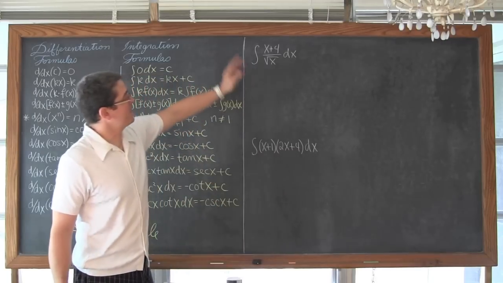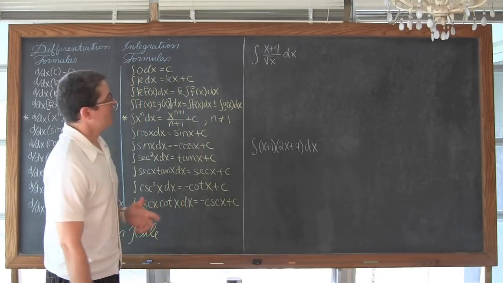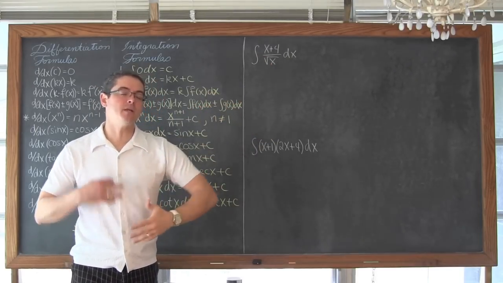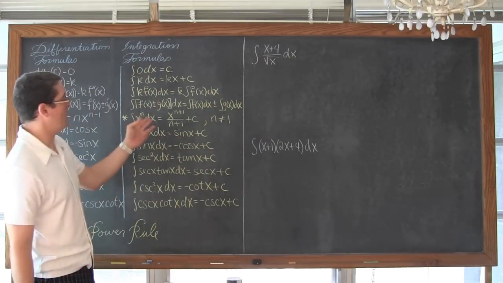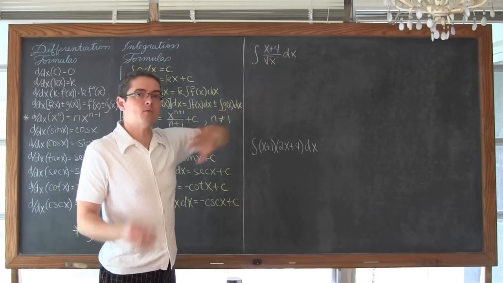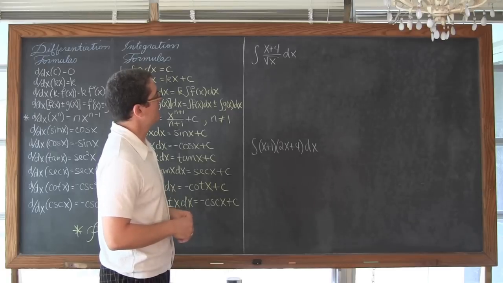So, we want to find the antiderivative of x plus 4 over the square root of x dx. Well, we have that fraction bar, that quotient that we need to get out of there. We need to rewrite this again so we can apply the power rule. And we're also going to want to get rid of that radical symbol at the same time. That will allow us to get the problem in the format we need.